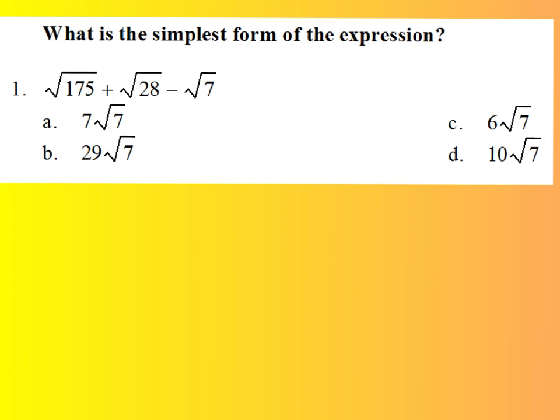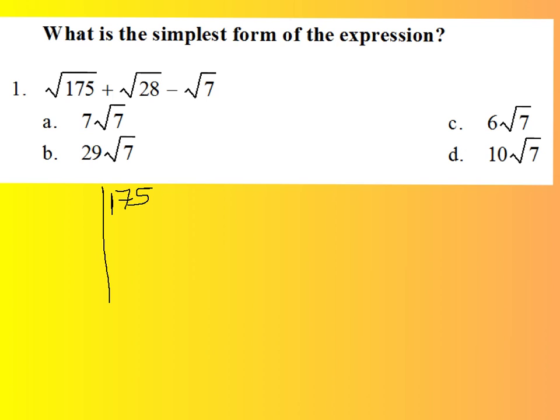So number 1 says, what is the simplest form of the expression? Well, first of all, we can't add or subtract any of these radicals because we don't have the same radicand. We have the same index, which is 2, 2, and 2, but we need the number inside our radicand to be the same. So the first thing is we need to break it down using our birdhouse method.